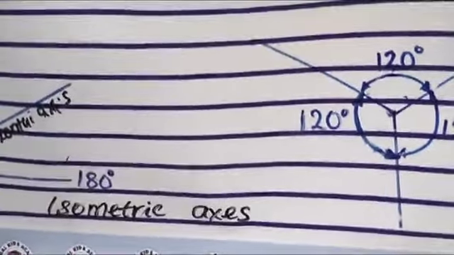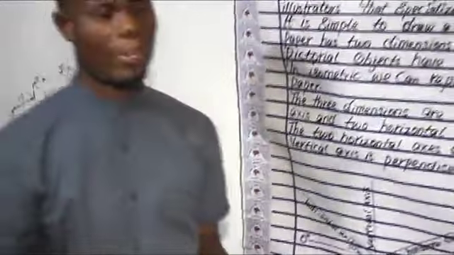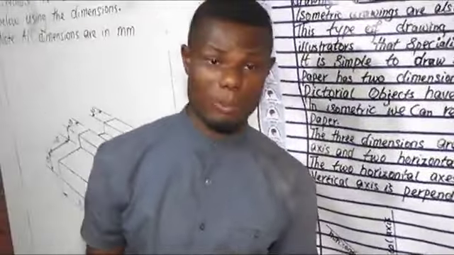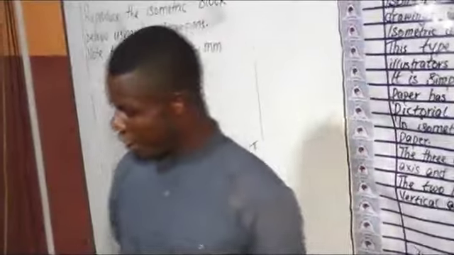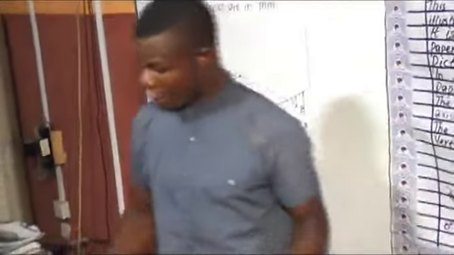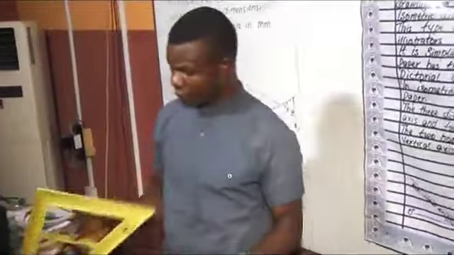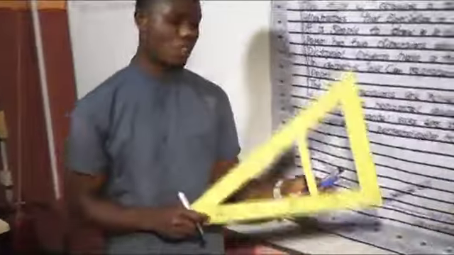Now, for us to draw an isometric drawing, we must make use of some instruments and materials. Now remember, there's a difference between drawing instruments and materials. We have some drawing instruments here and materials that we are going to use to draw isometric drawing. The first one I have with me here is the set square. Remember, we have two types of set square. This is the 30 by 60 degrees set square.